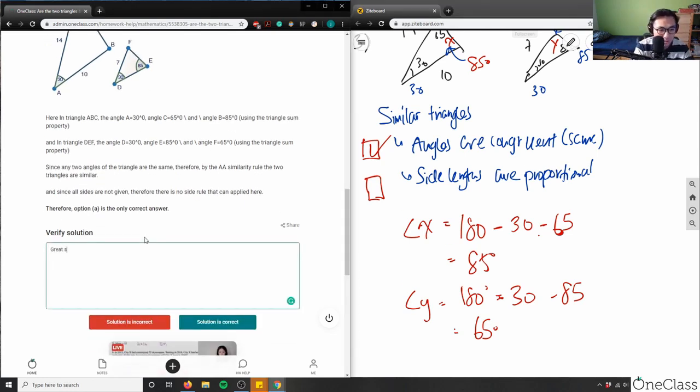So I'm going to say a great solution, but I wish you included the step-by-step math for the triangle sum property. When we talk about the math, it's just 180 degrees minus the interior angles here. So I wish they included that, but it's totally fine. So I'm going to say the solution here is correct.